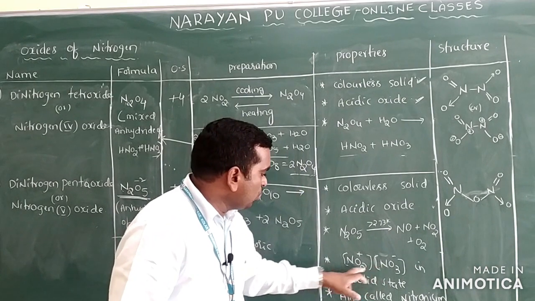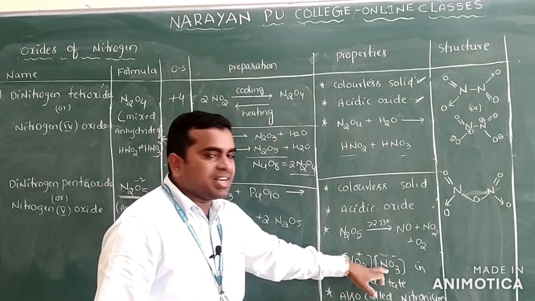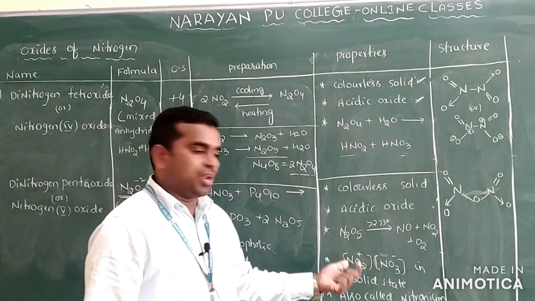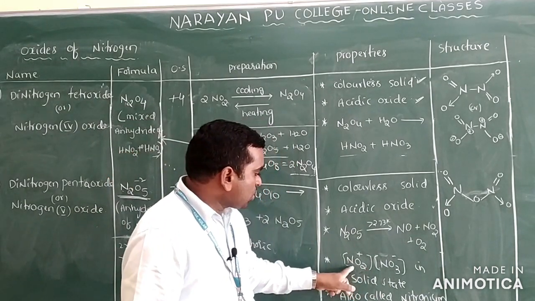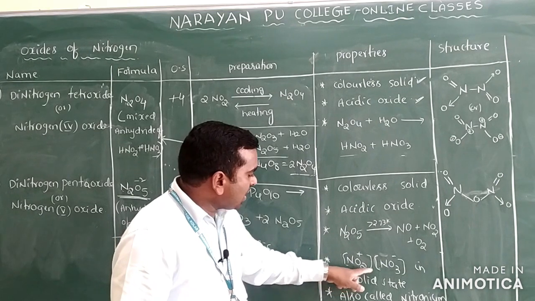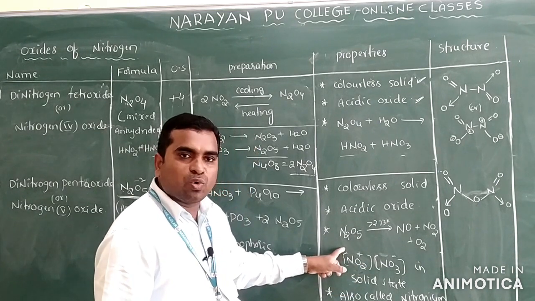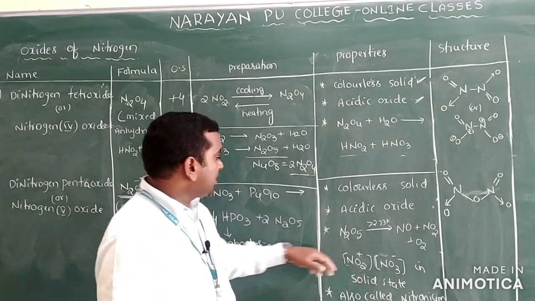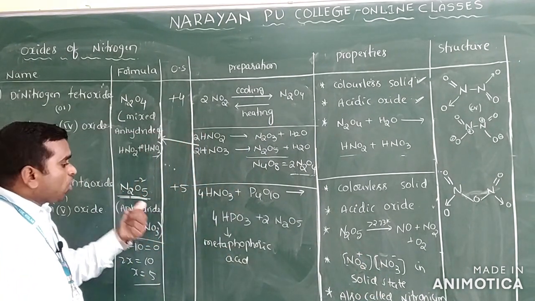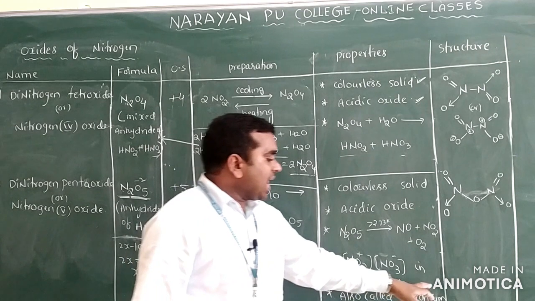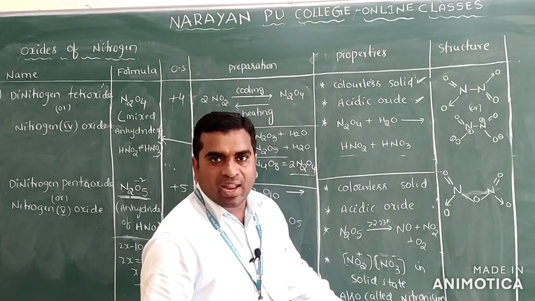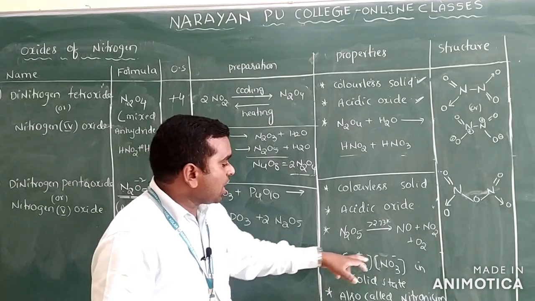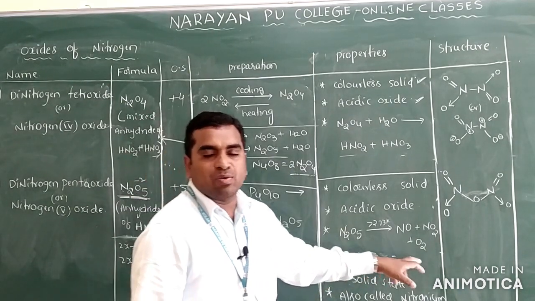You see N2O5, but in the solid state it exists as an ionic compound. Ionic compound. So this NO2 plus we call nitronium, and this NO3 minus we call nitrate. So N2O5 can also be called nitronium nitrate. It exists in the solid as an ionic compound with ions NO2 plus and NO3 minus.